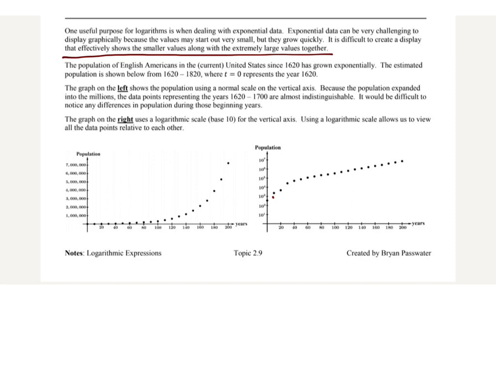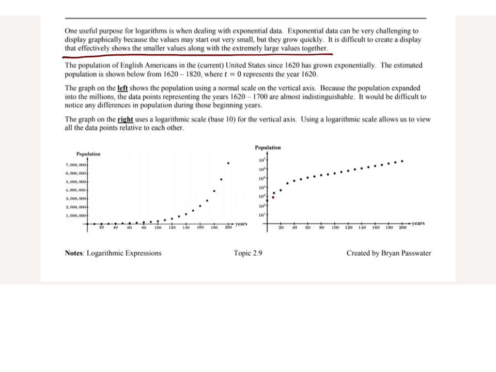It says the population of English Americans in the United States since 1620 has grown exponentially. The estimated population is shown below from 1620 to 1820, so over a span of 200 years, where t equals 0 represents the population in year 1620. Are y'all seeing that? Okay.